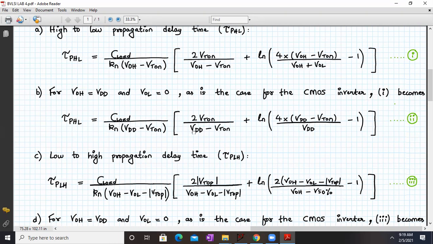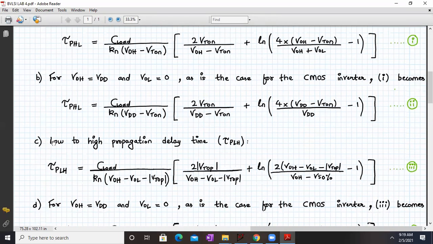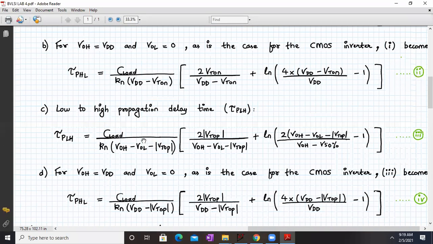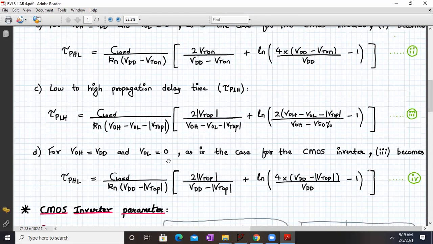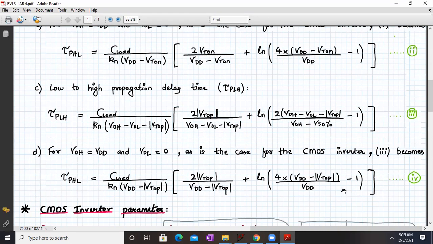And similarly, on the same lines, we have the low to high propagation delay, whose formula you can see over here; I am not reading it out. It is equation number 3. Again, for a CMOS inverter, we substitute VOH equal to VDD and VOL equal to 0. So over here we have substituted it. The only difference between equation number 2 and equation number 4 is that here, instead of VT on, we have mod of VT op, because VT op is negative, so we have taken the mod of it. That's the only difference.